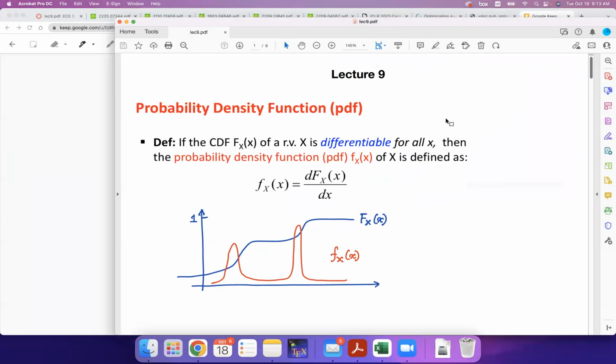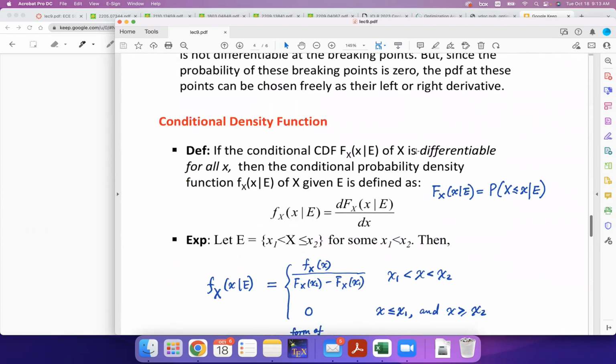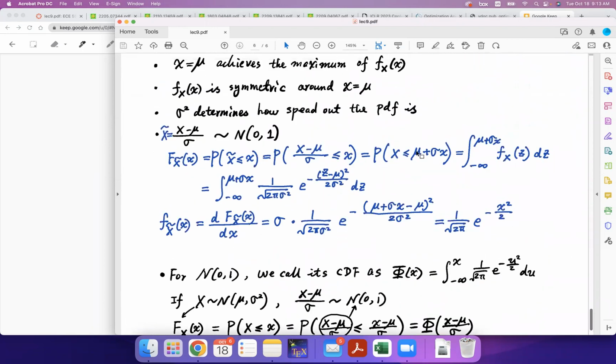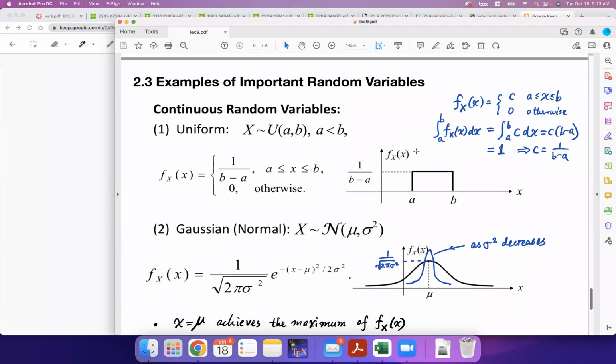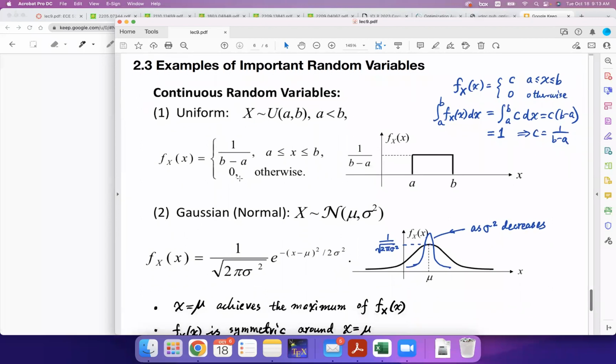So today we will continue lecture 9. Oh, actually, we finished lecture 9 last time. So at the very end, we'll talk about some examples of important random variables. Many of these examples we already learned in the introductory probability course, so here I will just go over them very briefly.